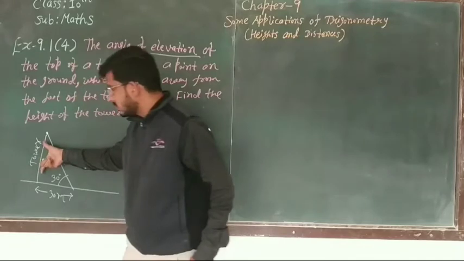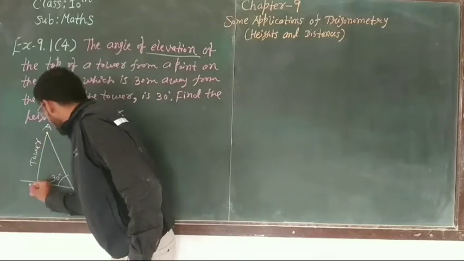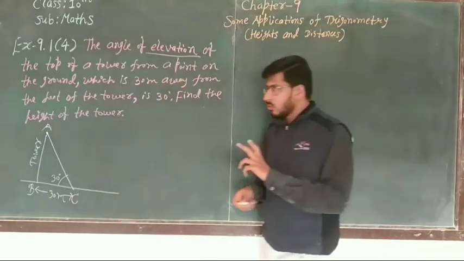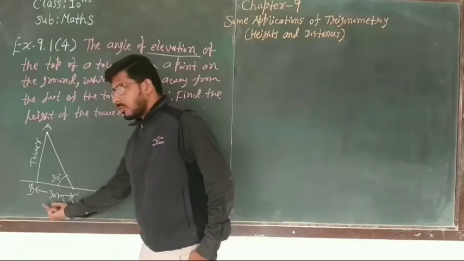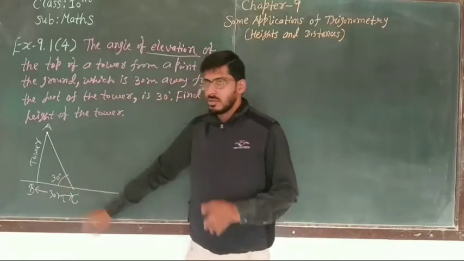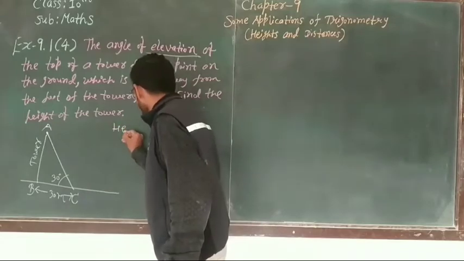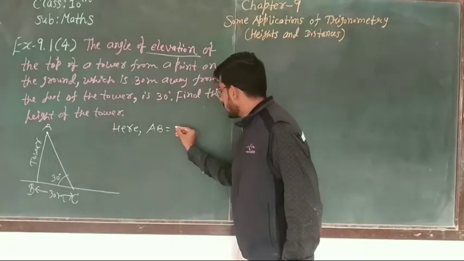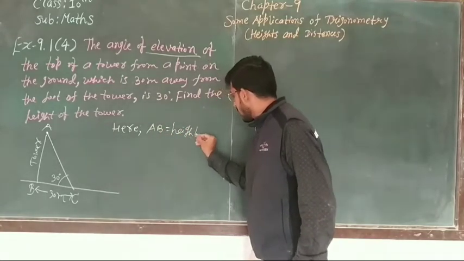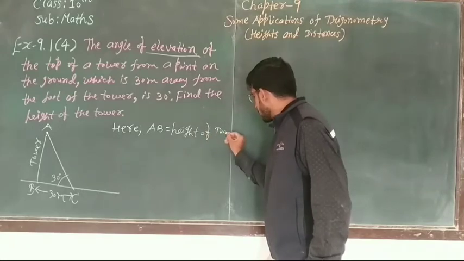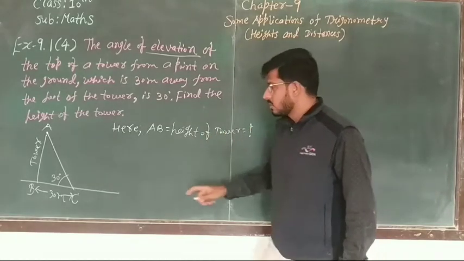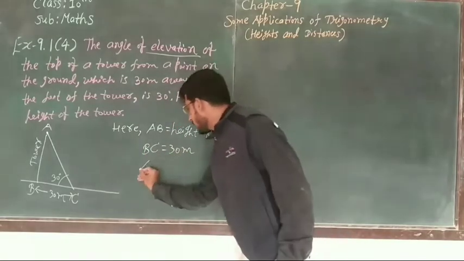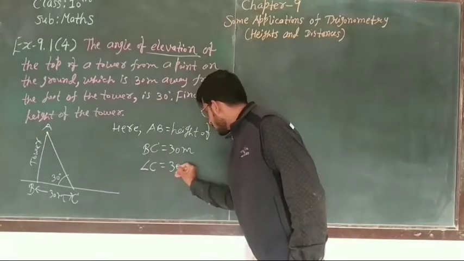So we have to find this length. Okay. A, B, C. So it means we have to find the length of AB. Okay. And BC is given 30 meters, as well as angle C is given is 30 degree. Okay. So here the value of AB is equal to height of tower is equal to question mark. BC is equal to 30 meters and angle C is equal to 30 degree.